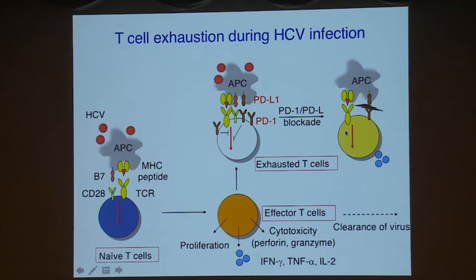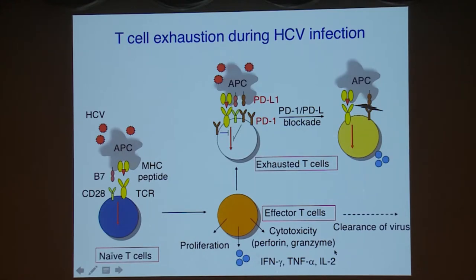My theme there was to elucidate the mechanism of T-cell dysfunction during HCV infection, which leads to persistent infection. When HCV infects, the antigen-presenting cell presents its peptide with MHC, so that a naive T-cell can recognize it by TCR. At the same time, a positive signal through the costimulatory ligand B7 and receptor CD28 is transmitted to gain effector function in terms of cytotoxicity as well as cytokine production. Once they can eradicate the virus effectively, they can clear it spontaneously.